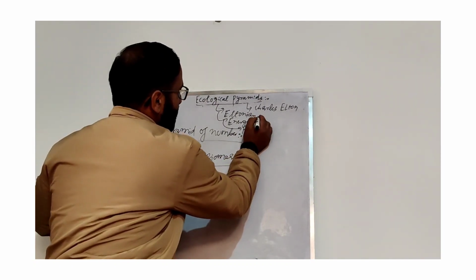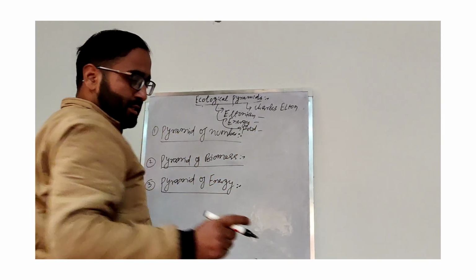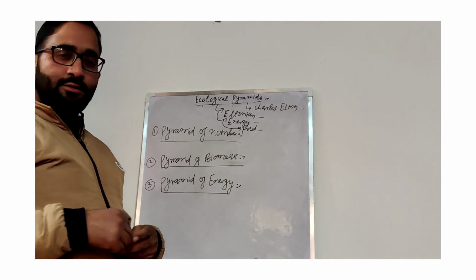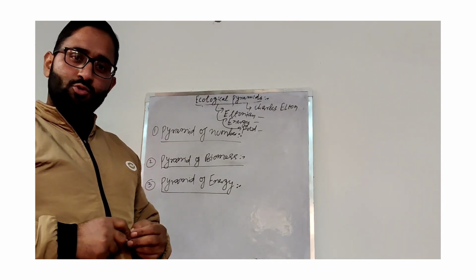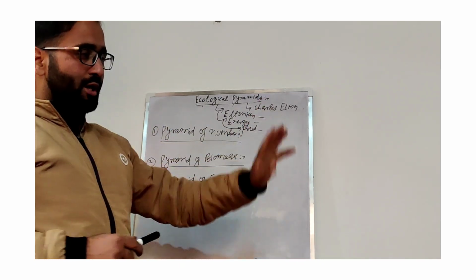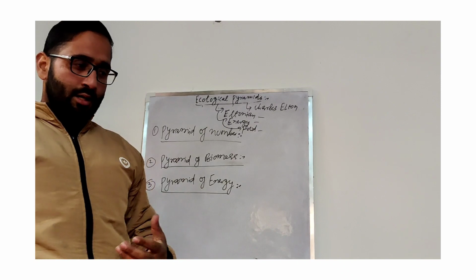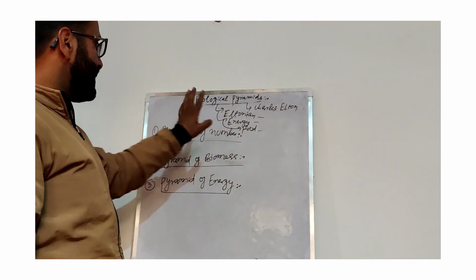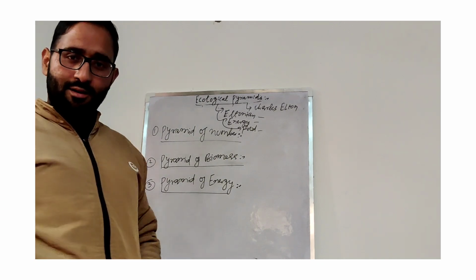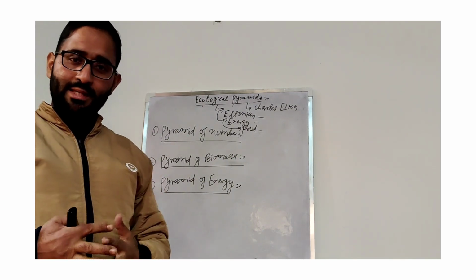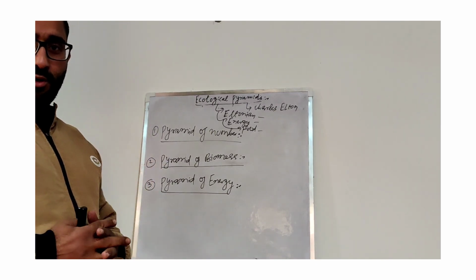In these ecological pyramids, we study the relationships that exist between different living beings at various trophic levels of a food chain. But in these ecological pyramids, we are representing these relationships graphically. So we can say an ecological pyramid is a graphic representation of the relationship of different living beings at various trophic levels of a food chain.